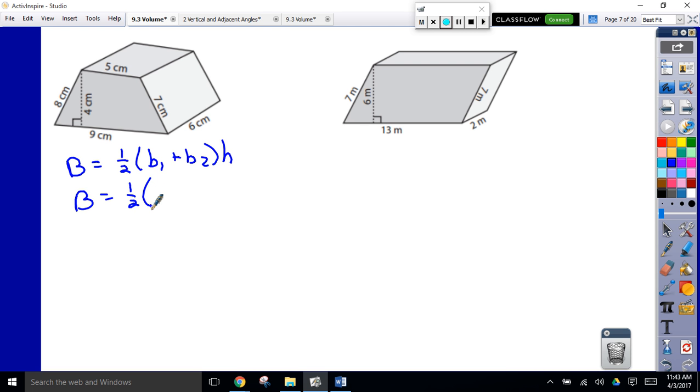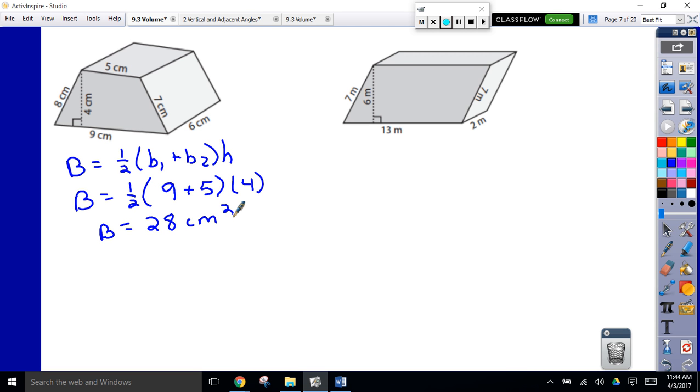9. Good. So we're going to add 9 plus 5. And then what's the height of the trapezoid? 7. No? Oh, 4. The height is always perpendicular to the two bases. So the height is 4. 9 plus 5 is 14. Half of 14 is 7. And 7 times 4 is 28. Good. So the base is 28 square centimeters.